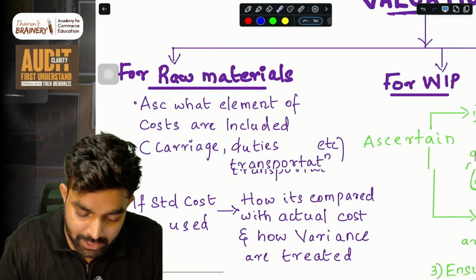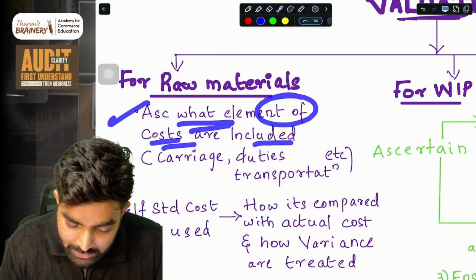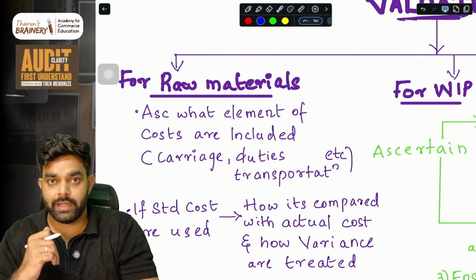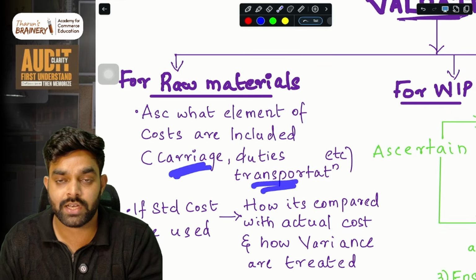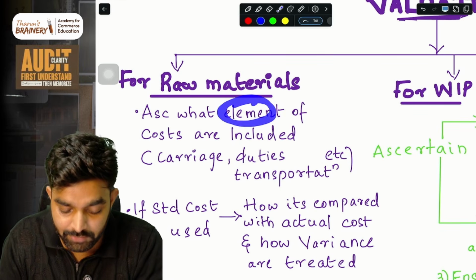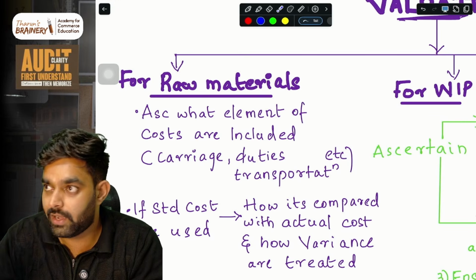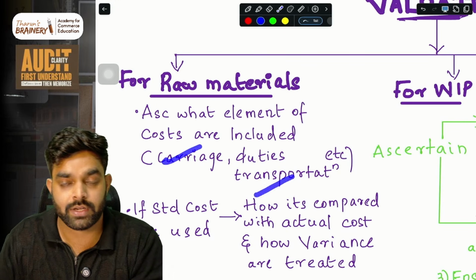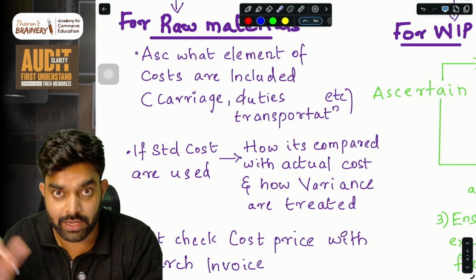So how will you check the value of raw material? Ascertain what elements of cost are included in the raw material. When you buy a raw material, along with the purchase price, you will include the carriage, the transportation charges, all these things. So these are different elements of cost that are included in the purchase price. So when they are showing raw material is worth 1,000 rupees, in that 1,000 rupees, how much is carriage, how much is transportation? You check what elements are coming inside that. So that is how you check the total amount is correct.